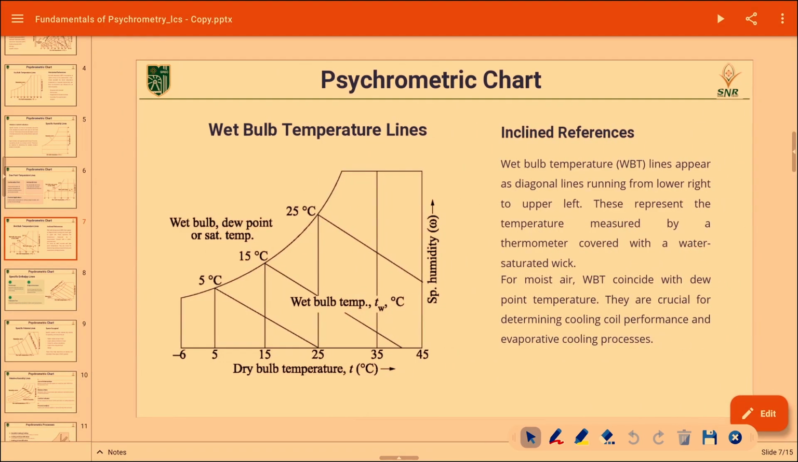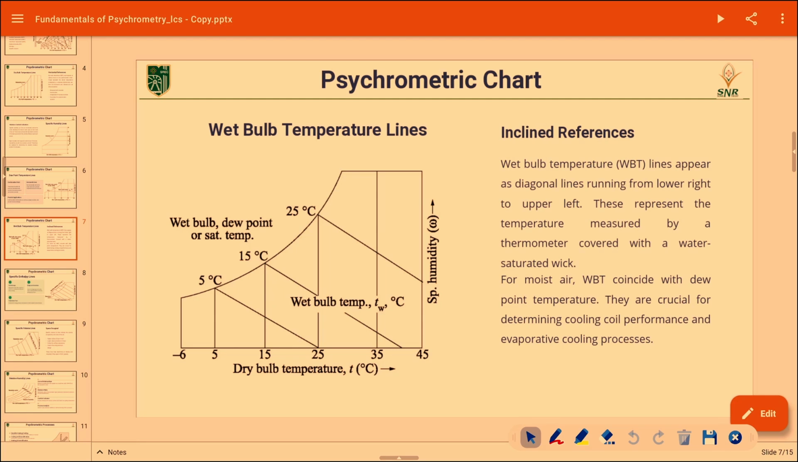We have wet bulb temperature lines. Wet bulb temperature, as we discussed in the previous class, is a very important property. Wet bulb temperature is definitely less than dry bulb temperature. This reduction is due to the cooling effect, especially due to what? Evaporation happening in the wet bulb. So, evaporative cooling is the cause for reduction in the wet bulb temperature compared to dry bulb temperature.